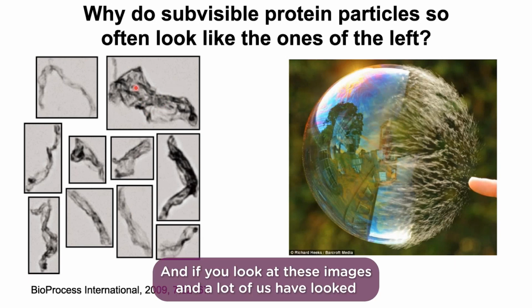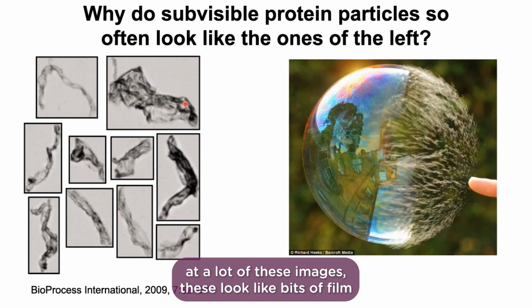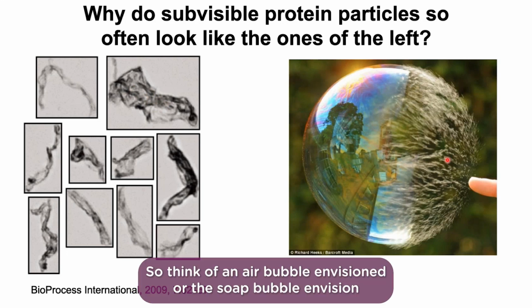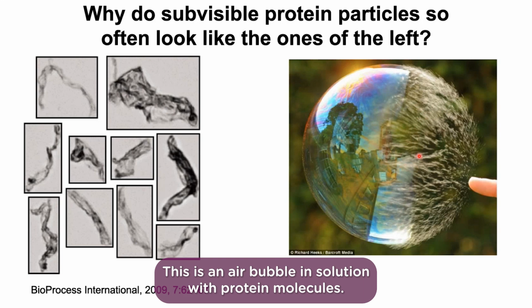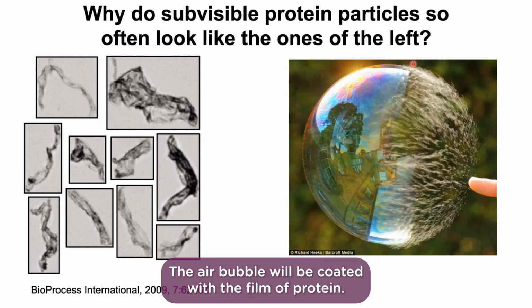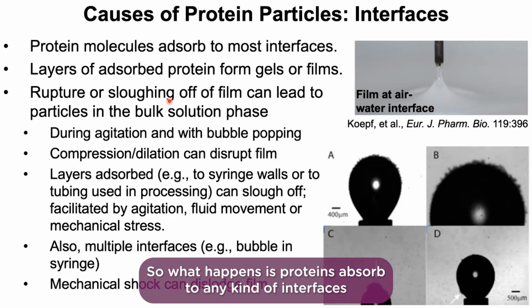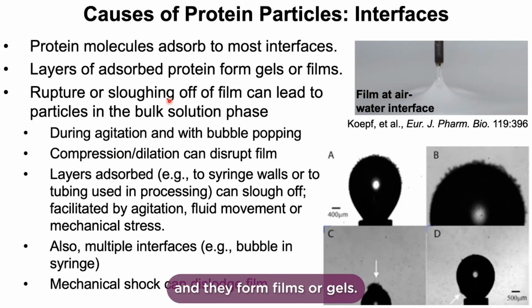And if you look at these images, and a lot of us have looked at a lot of these images, these look like bits of film that were crumpled up, broken and crumpled up together. So think of an air bubble, or the soap bubble. Envision this as an air bubble in solution with protein molecules. The air bubble will be coated with a film of protein. And if that bubble pops, you generate these things. So what happens is proteins adsorb to any kind of interfaces, and they form films or gels.